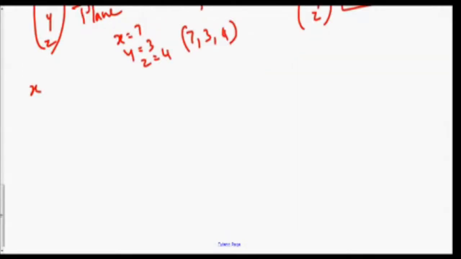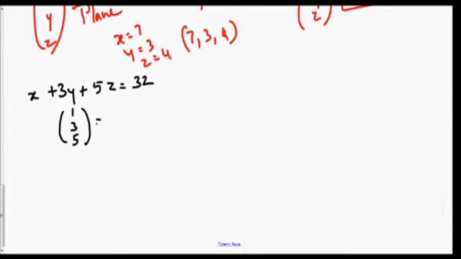Say for example you are given an equation of this type: x plus 3y plus 5z equals 32, and can you convert this to r dot n equal to n dot a? Yes, it's easy because n is 1 3 5. We have done this already, and this side should be 32, and here it is r. This is how you change this to normal form.